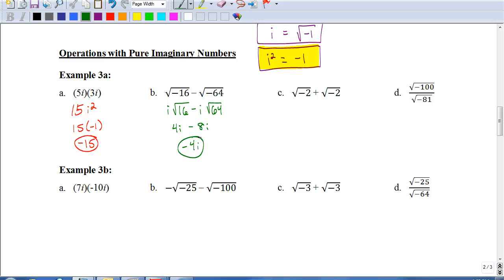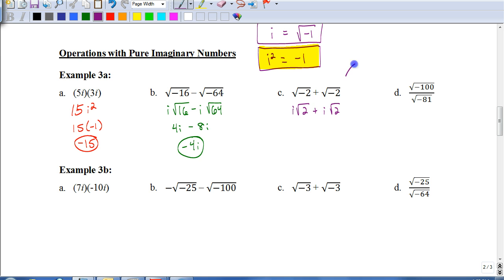So the square root of negative 16 minus the square root of negative 64 gives me negative 4i. Let's look at letter C here. With this one, I have square root of negative 2 plus square root of negative 2. Again, I'm going to end up taking out an i from both of these. This would be i square root of 2 plus i square root of 2. Now, when I add these together, these are like terms.